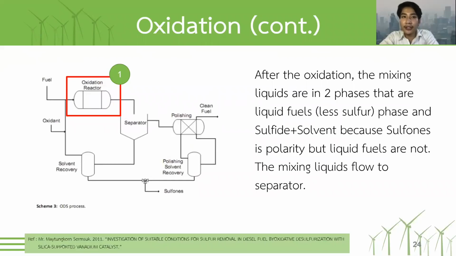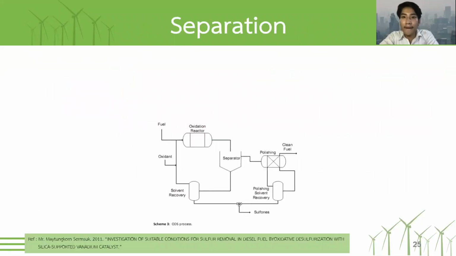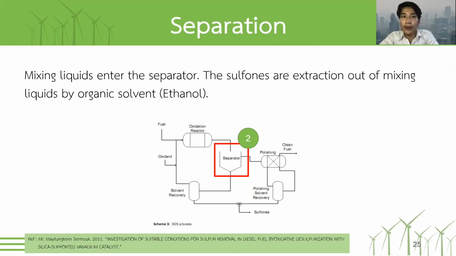After the reaction, the liquid is in two phases. The two-phase liquid flows to the separator, and the sulfone is separated out of the liquid fuel.